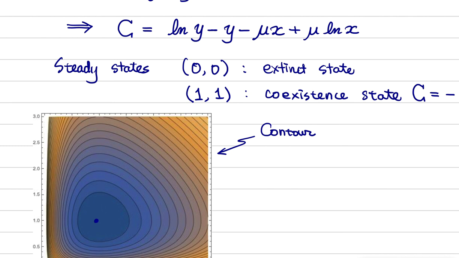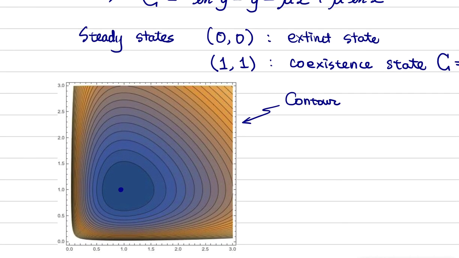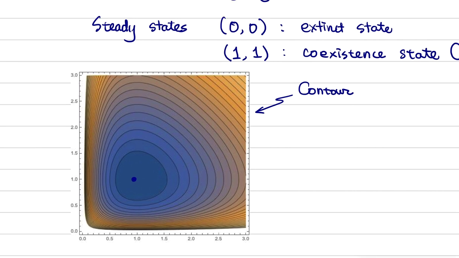If you draw the contour lines for the same first integral c, then you can see this kind of picture, where the point at (1, 1) that I drew as a blue dot is the coexistence state. And then you have a bunch of closed orbits around that point which move in this direction. That's the counterclockwise direction.